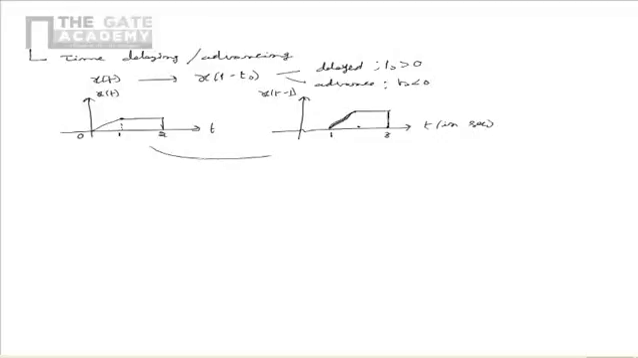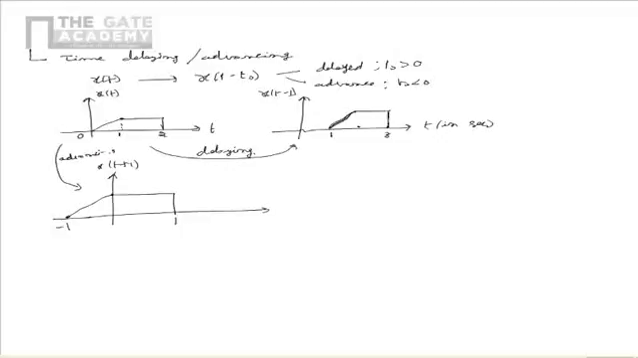So we see that x of t minus 1 is obtained by delaying. Similarly, x of t plus 1, which is the advanced version, can be drawn as shown. In this case, x of t plus 1 is present from minus 1 to 1. So here we see that x of t plus 1 is obtained from x of t by advancing x of t by 1 second.